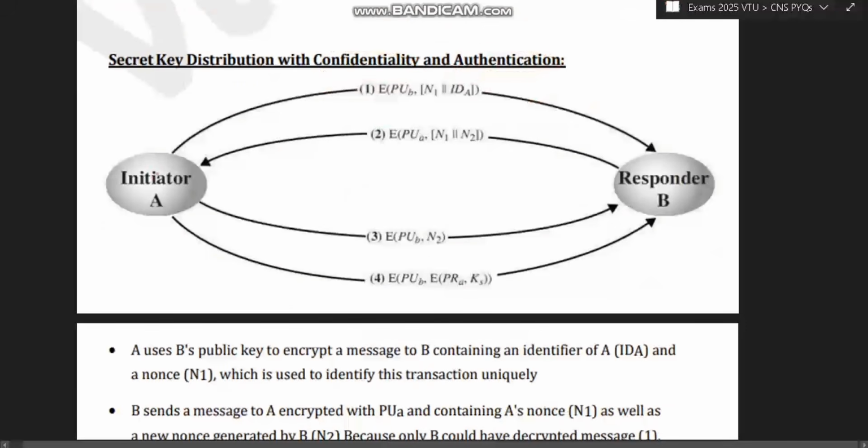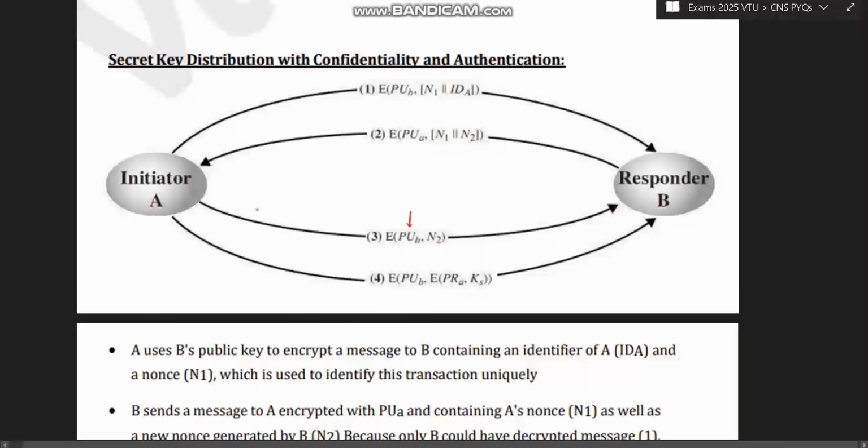For that, what happens? See, A is the initiator. A will be sending an encrypted message with the public key of B, a nonce N1, and the identification of A. B will be getting that. Next, B will send its own nonce N2 along with N1, encrypted with the public key of A, to A. Now A will know that since it is encrypted, and N1 and N2 have come, it is from B. Then A will send back the N2 to B to say that I have received the message and I have again encrypted and sent back to you.